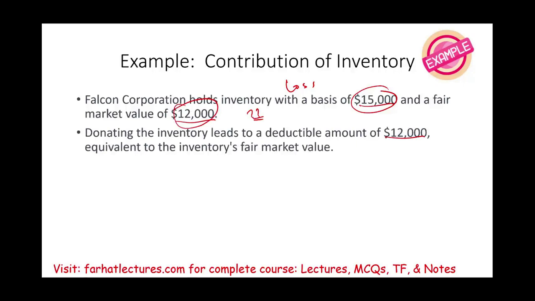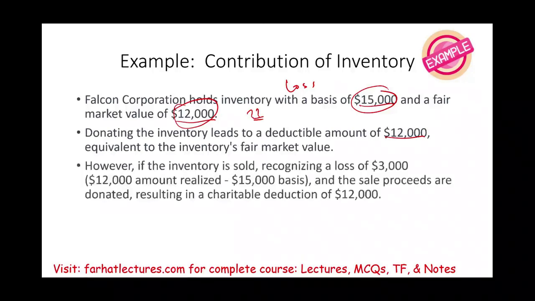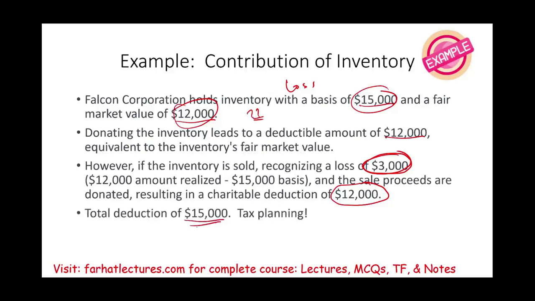What can you do? What can Falcon do to maximize this contribution? Here's what they should do. They should sell the inventory, and recognize a loss of $3,000. And this loss is recognizable. It's a loss. Then take the $12,000 that they got from the proceeds and donate to the charity. As a result, they will get a tax deduction of total of $15,000: $3,000 in losses and $12,000 for the donation. Otherwise, if they donated the asset, they would only get $12,000. So this is where tax planning, knowing the rules, will make a difference in the decision that you make.